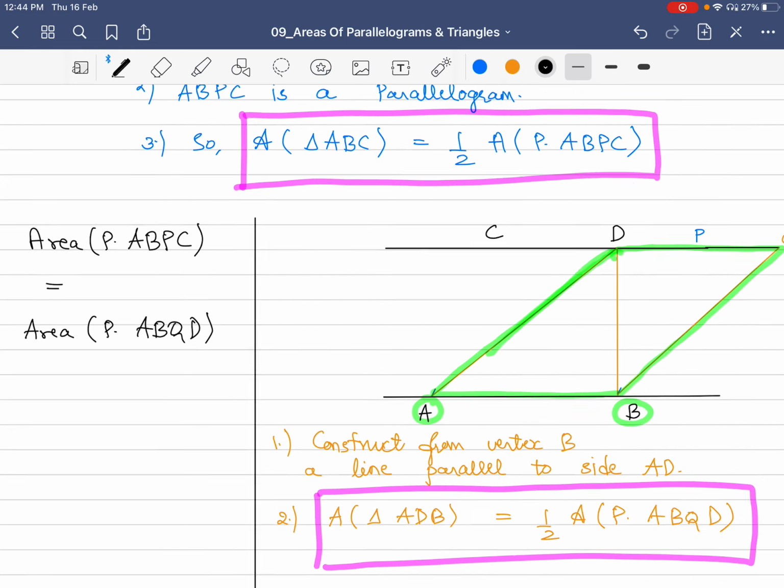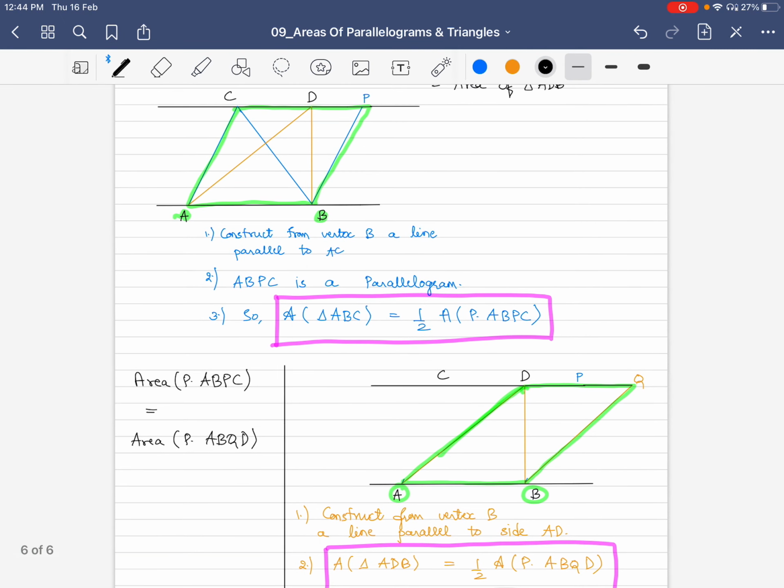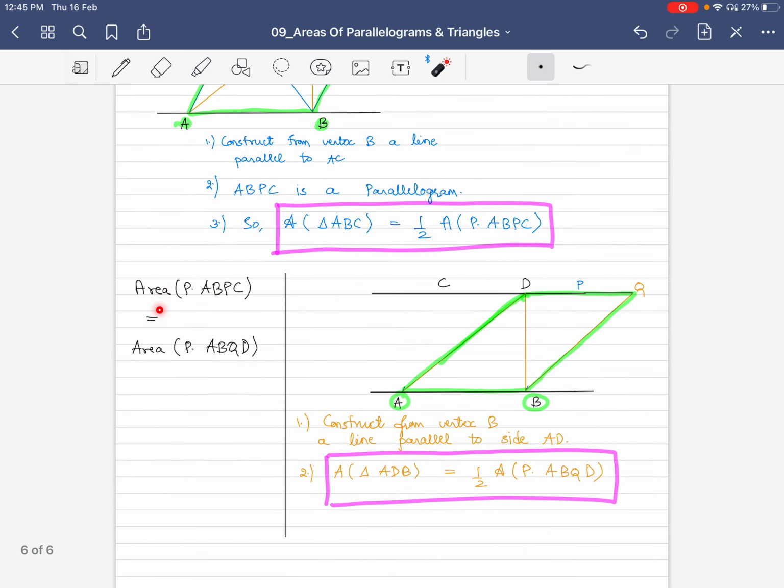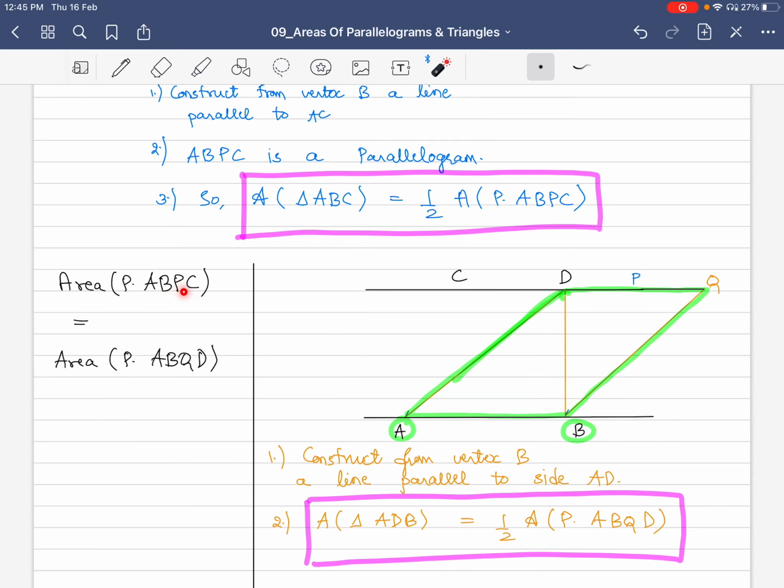Why? Because those two are parallelograms, once again repeating, emphasizing, between the same two parallel lines and same base AB. That's the theorem that we have proved in the previous videos, that if there are two parallelograms with the same base and between the same parallel lines, then their areas are equal to each other. So if we have this information that the area of ABPC is equal to ABQD, then it follows that the area of triangle ABC will be equal to the area of triangle ADB.